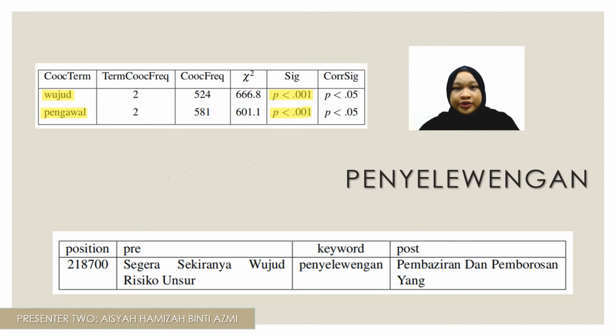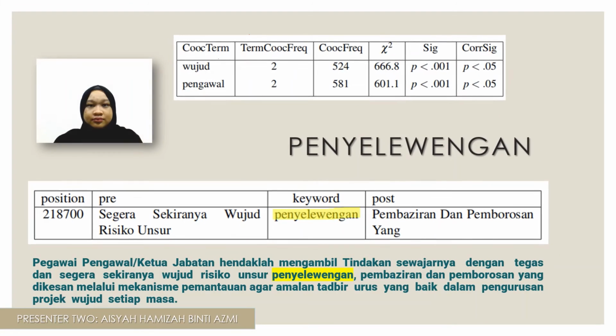In the output, it is found that the words wujud and pengawal are highly significant to penyelewengan. This is because their p-values are less than 0.001. However, there is only one sentence that is found in the report that is related to embezzlement. The full sentence appears in the concluding remark of the report.